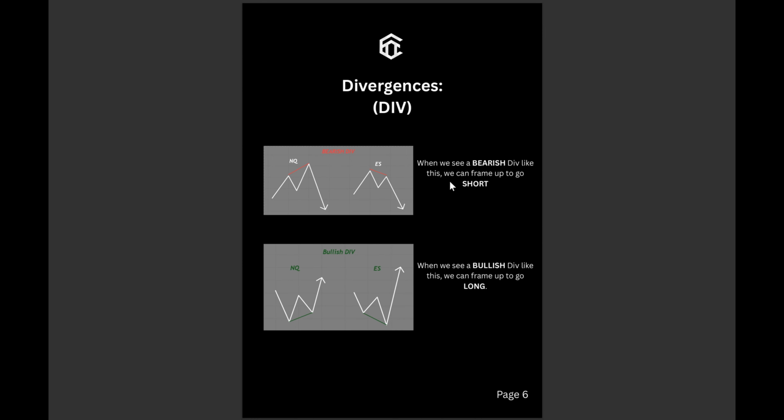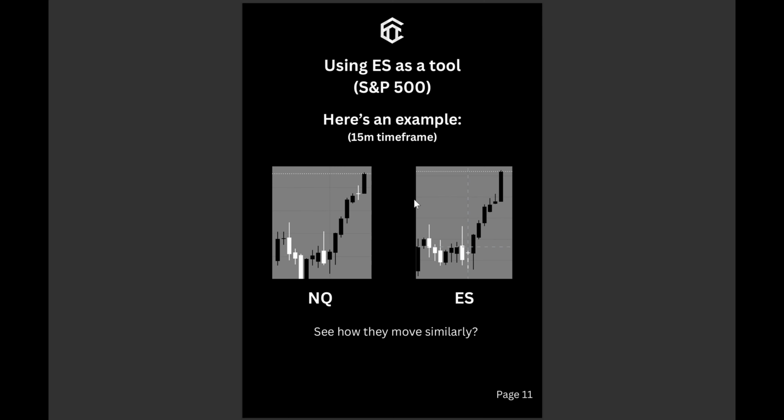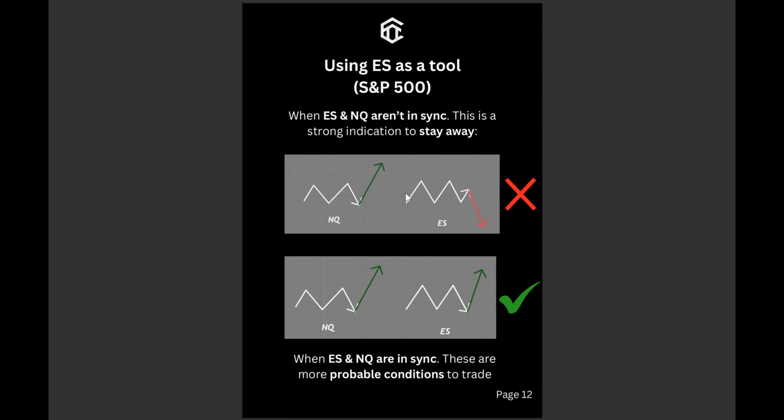So again, just to give you a bit more of an example on how we use divergences, when we see a bearish div, we use this to frame up to go short. And when we see a bullish div, we use this to frame up to go long. So just going back to the point where I said that NQ and ES move very similarly, as you can see here, this is NQ on the left and ES on the right. You see how they move similarly. They basically look identical.